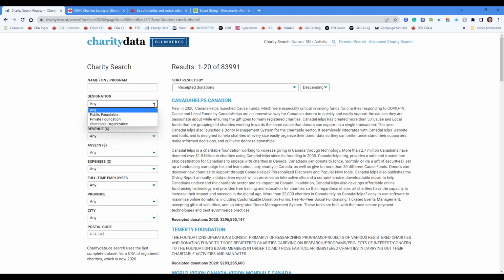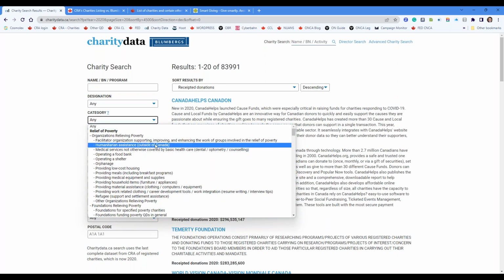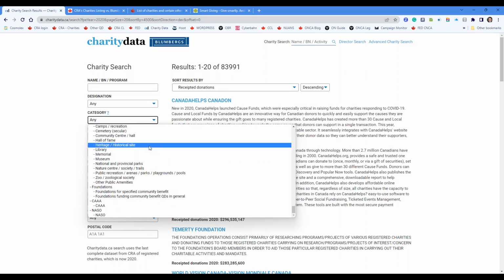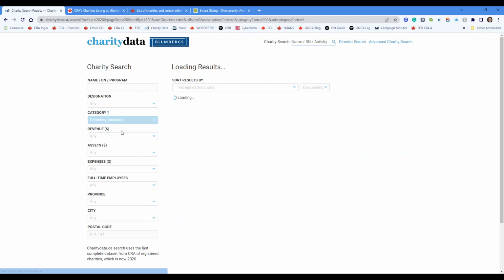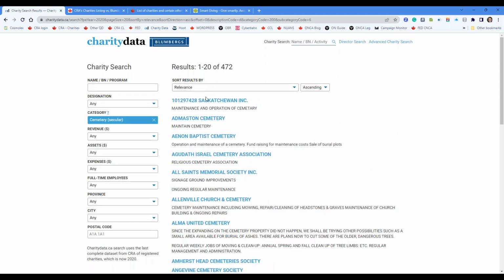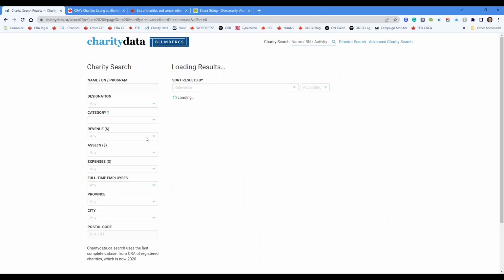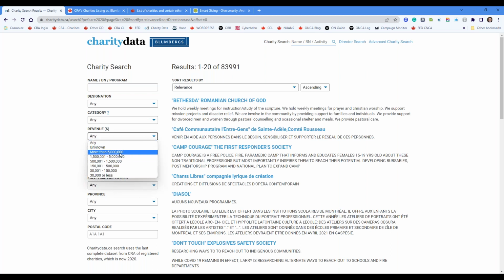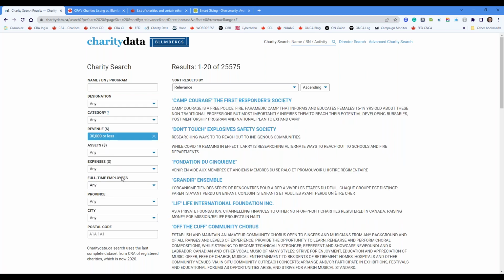So if it's public, private, or charitable organization, you can look at categories. There's 252 different categories here. If you just want to see secular cemeteries, for example, and in this case, it's receipted donations, you can see them listed that way, or you can just see them listed generally. Revenue, you can basically search charities based on whether they had more than 5 million in revenue, or 30,000 or less, things like that. So 30,000 or less is 25,000 charities with less than 30,000 in revenue. So that's amazing.